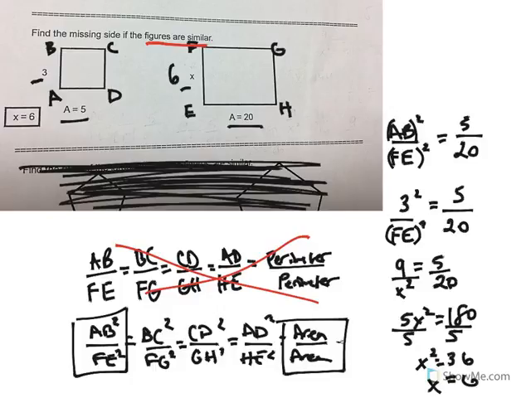And the reason why is because the ratio of the two sides squared is equal to the ratio of the area in proportional similar figures.